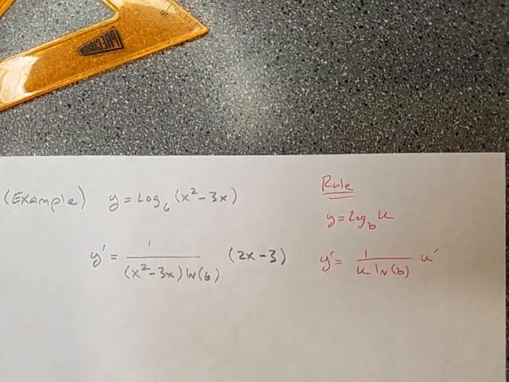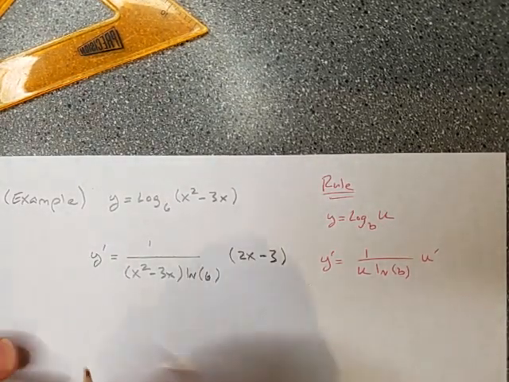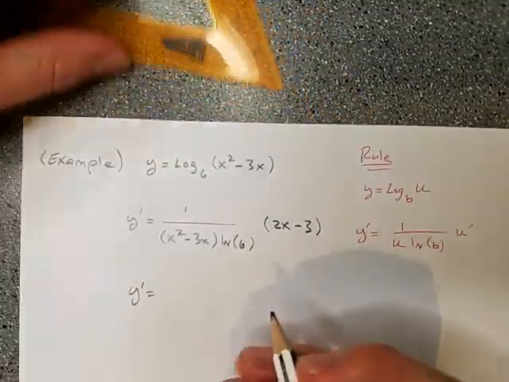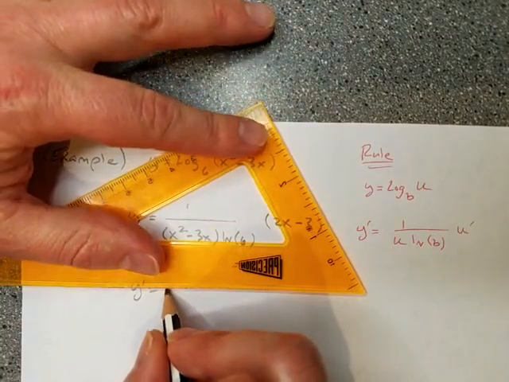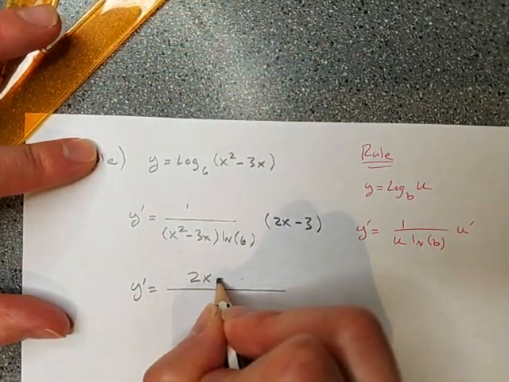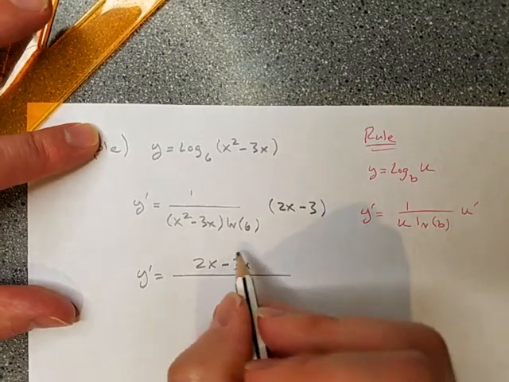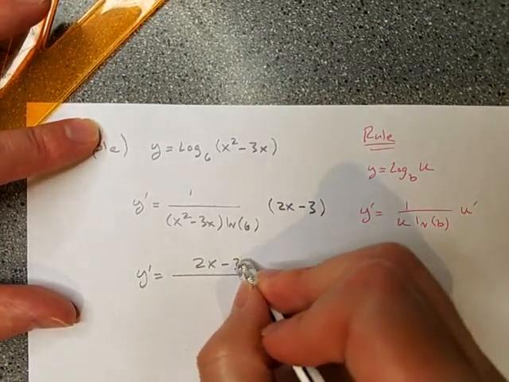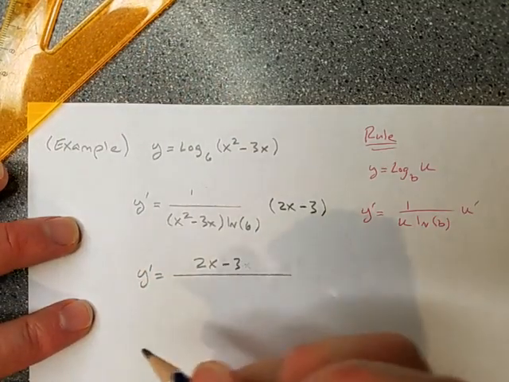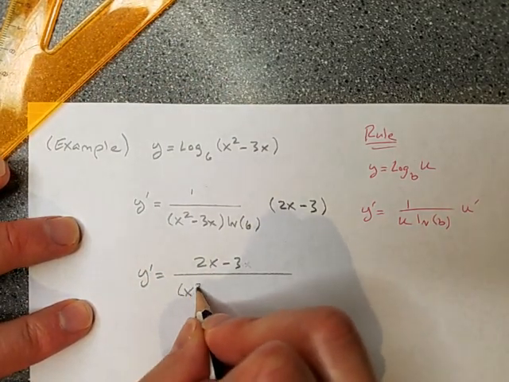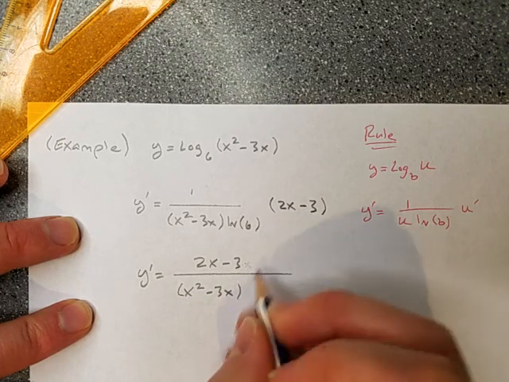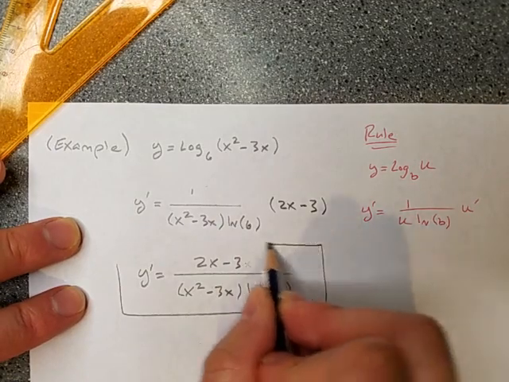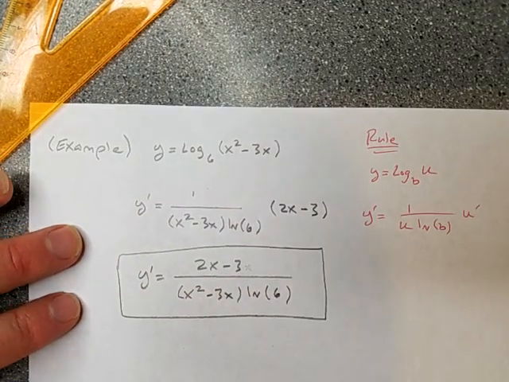Okay, so next question, what can we do with it? This time, I guess this is it. I can multiply these together. 2x minus 3 on top there, right? And then, oh, sorry, I didn't mean to write 3x. 2x minus 3 over x squared minus 3x times natural log of 6. All right, that's as far as what we got. I don't think we can take it any further than that.